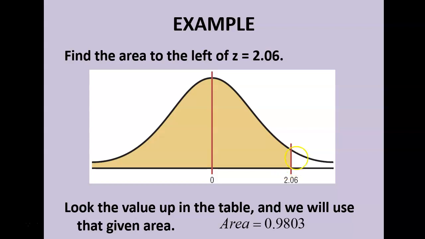So what that means is 98.03% of all the data that occurs in this distribution is going to come in at a z-score lower than 2.06. And that is what we're going to do to make a prediction here, or find our probabilities from this. Okay, so again, that was to the left, so we just looked the value up in the table, and we went with it.